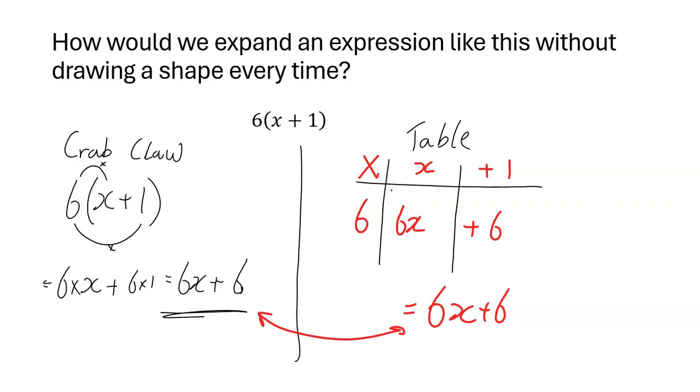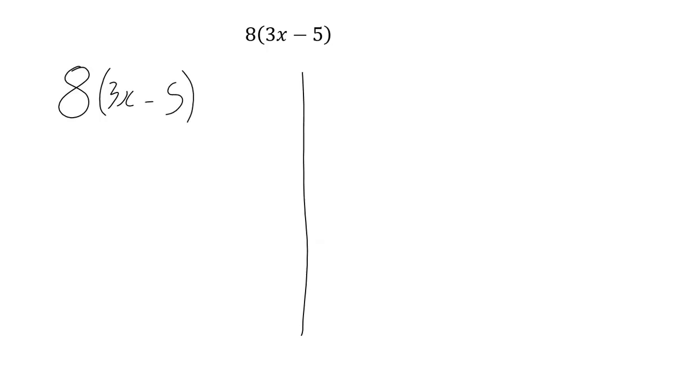So there's two different methods of doing it. Two different methods of doing the exact same thing. And it works every single time as we're working it through. Even when we've got negatives in the bracket. So let's imagine we look at the two methods. So imagine we do a crab claw method. So 8 bracket 3x take away 5.